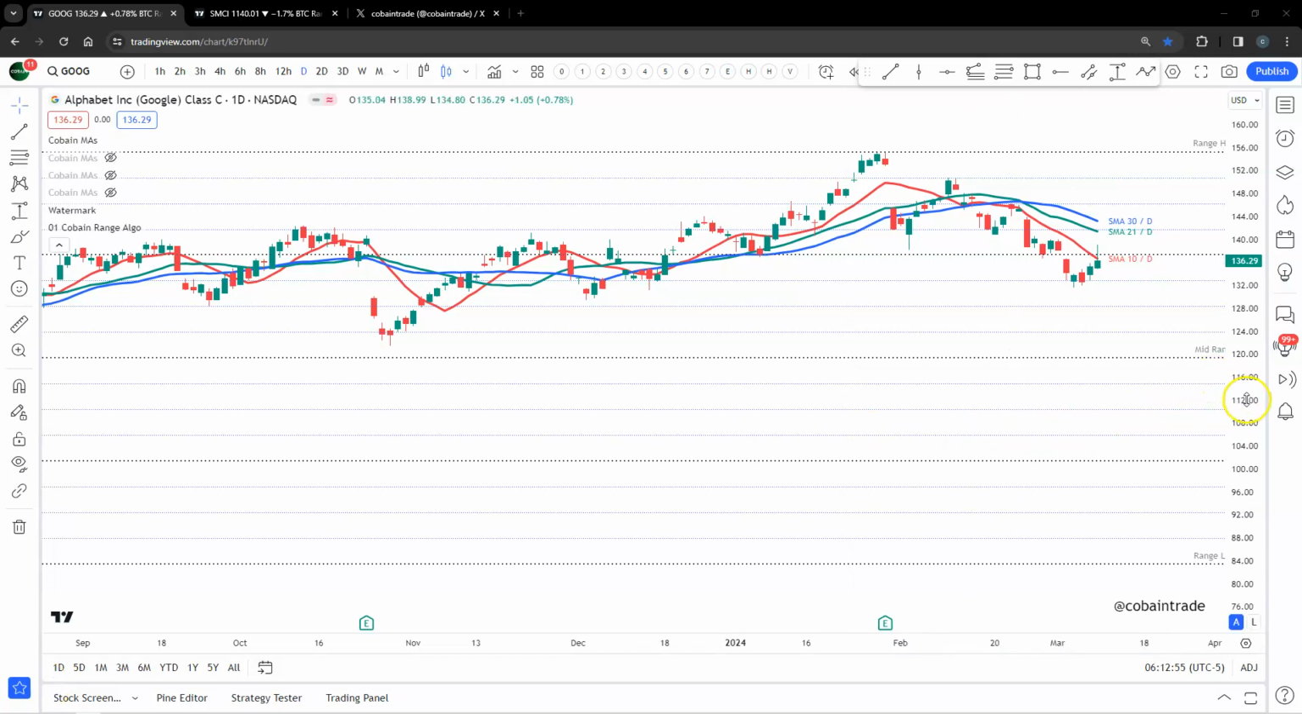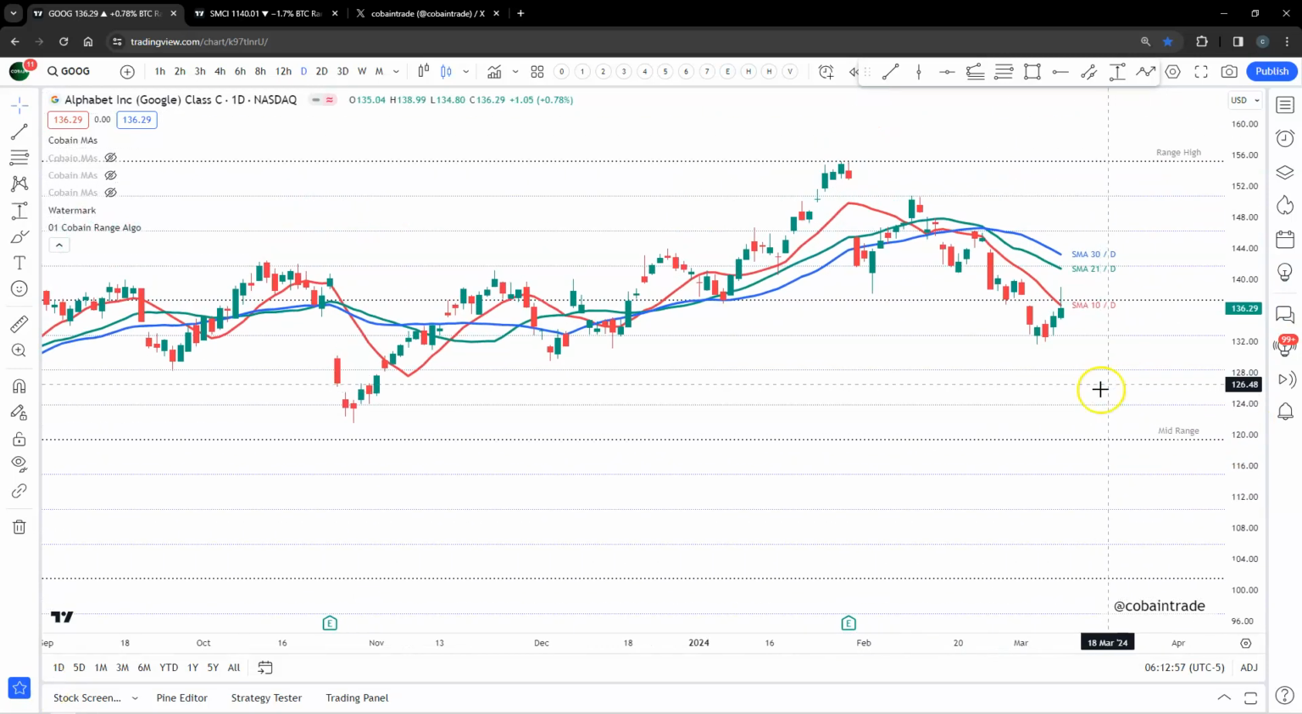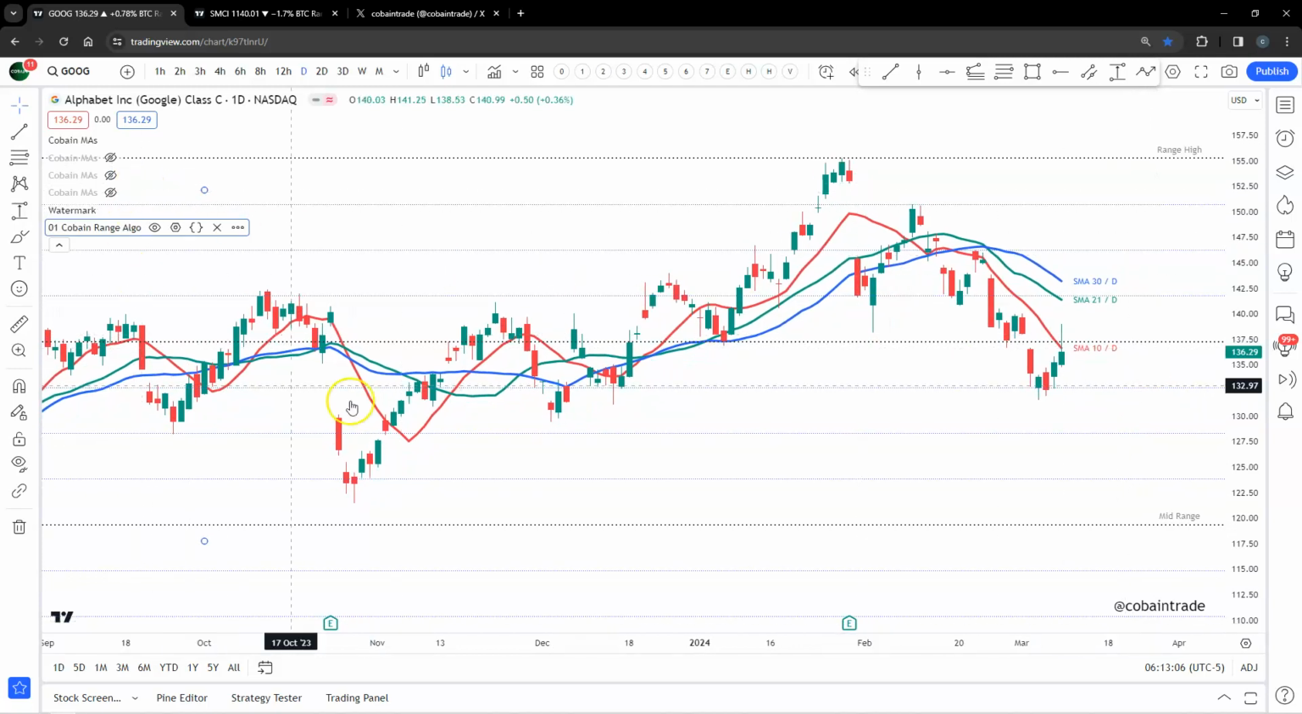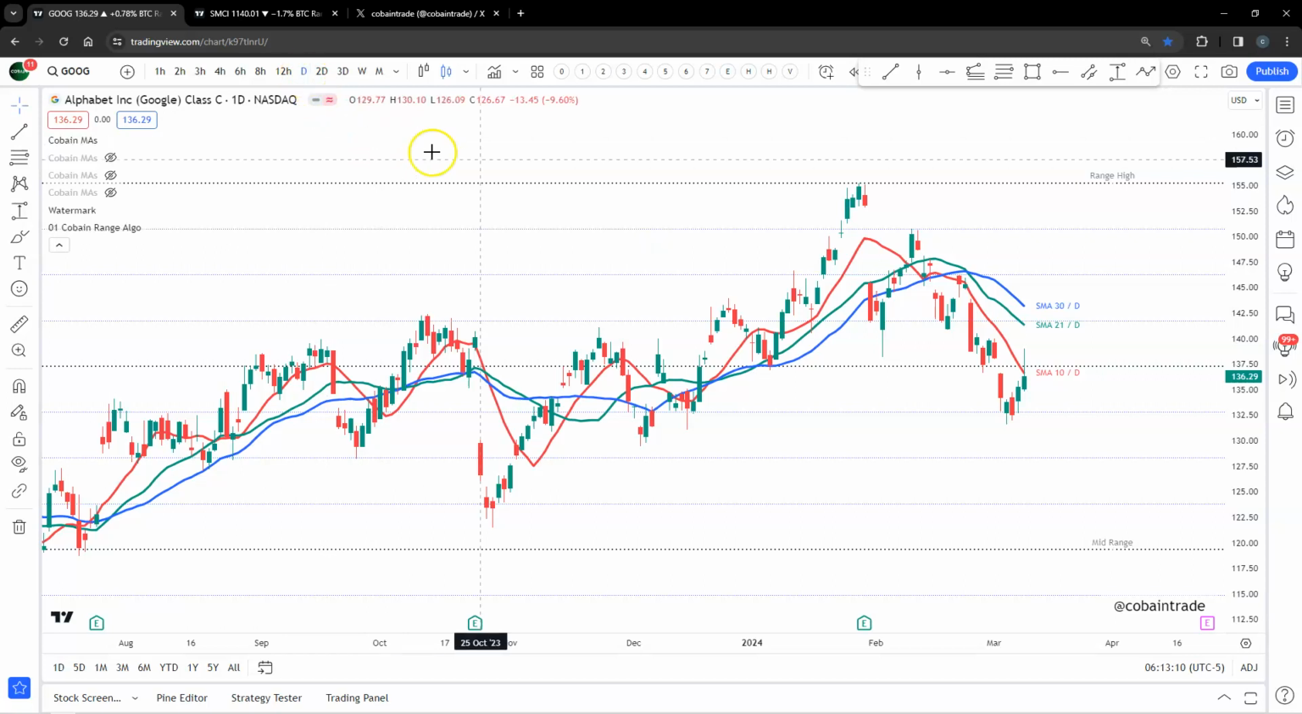It looks like a nice little trade that's setting up on Google. It's not going to be a big swing position. It's going to be a short-term scalping position. So what we can see here on the chart of Google on the daily chart, and we've got our range algo.